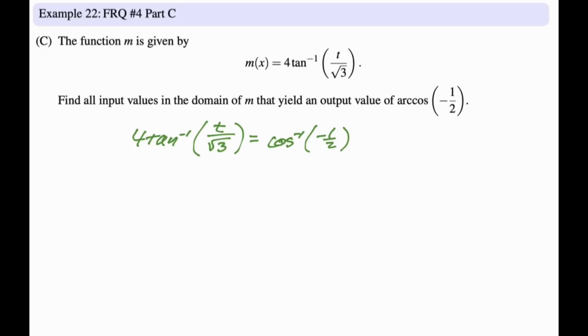It's the top half of the unit circle. Where is the x coordinate negative 1/2? That's at 2 pi over 3. So our problem becomes this. I'm going to divide by 4 to get this.